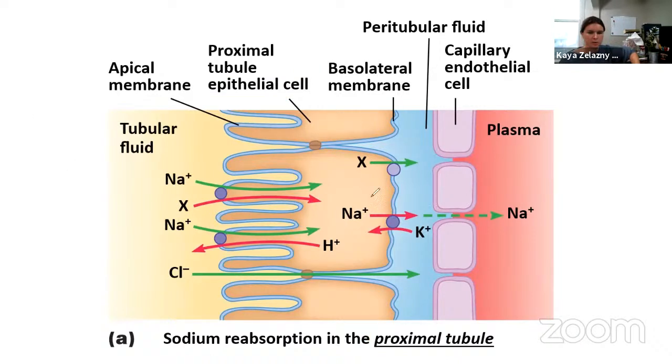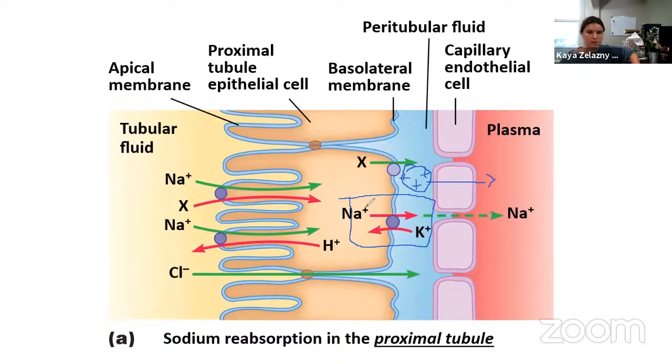So sodium is getting reabsorbed here. We're using our sodium-potassium pump, right? We're pumping sodium into the peritubular fluid, ending up with high sodium here in our peritubular fluid, so the space between our epithelial cell and our peritubular capillaries, which allows sodium to move down a gradient from high to low. So then we have passive reabsorption happening here into the plasma.